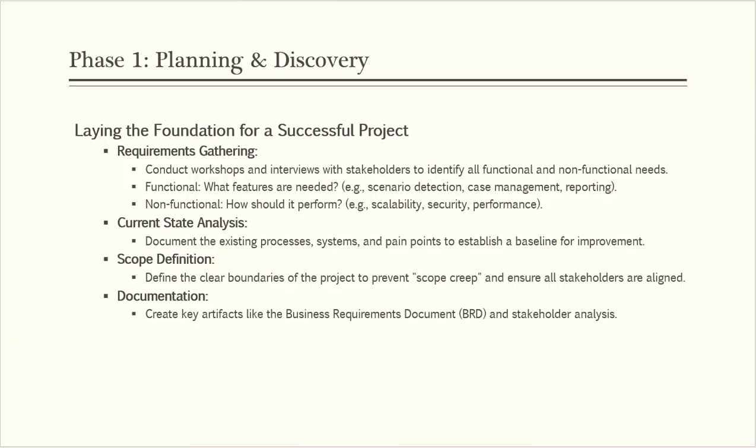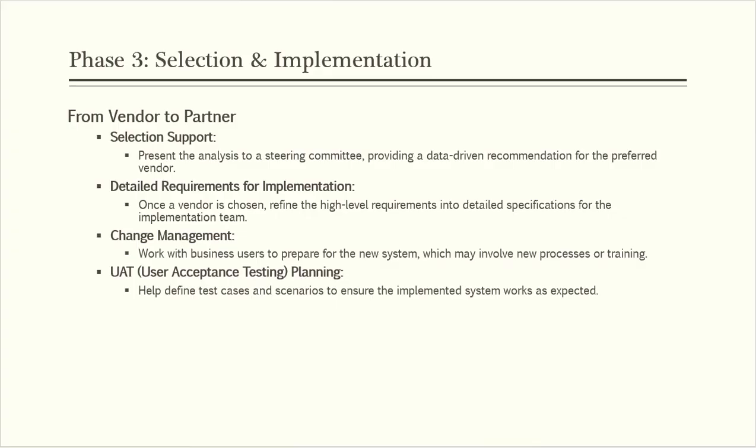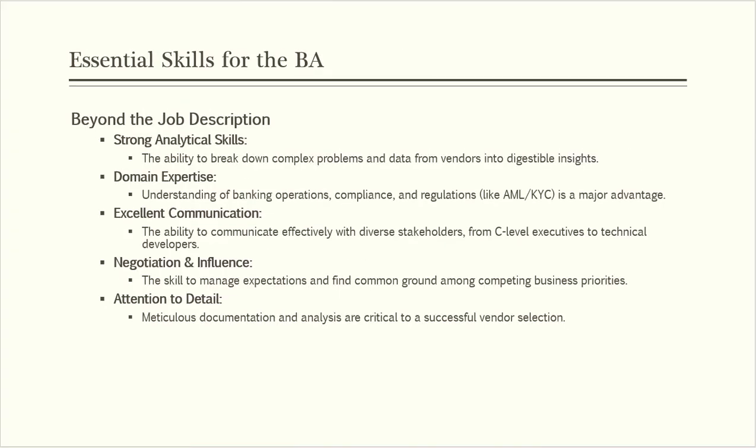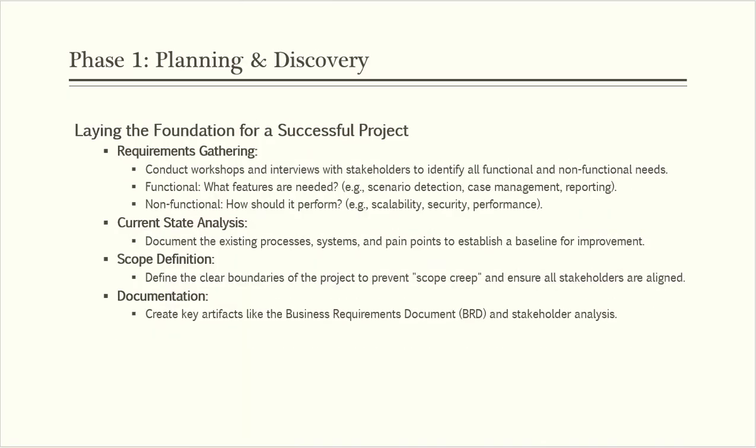Then it will be a phase-by-phase process. The first phase is planning and discovery. The second phase is vendor evaluation. The third phase is selection and implementation. So these are the three phases, and you should understand each phase. The first one is planning and discovery.